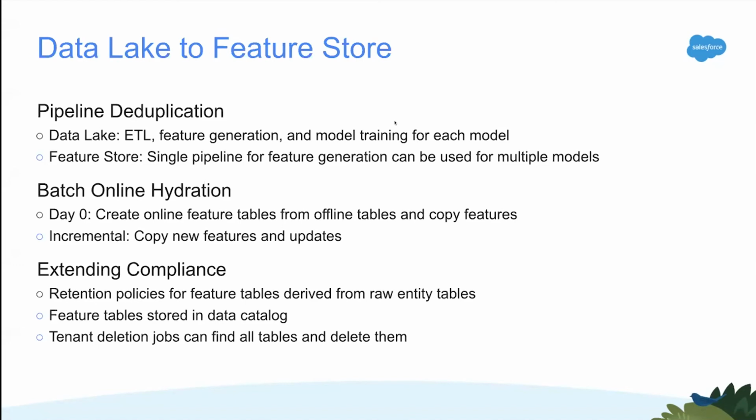Completing the batch feature solution required us to extend compliance for raw data tables to feature tables. This included propagating tenant-specific retention policies for raw data tables to the derived feature tables. Registering feature tables and their lineage in our data catalog was a requirement. Once registered, record and tenant deletion jobs are able to find feature tables and delete specific records or entire tables.